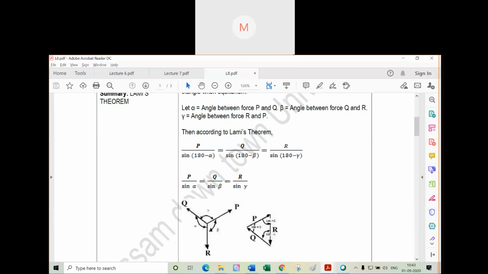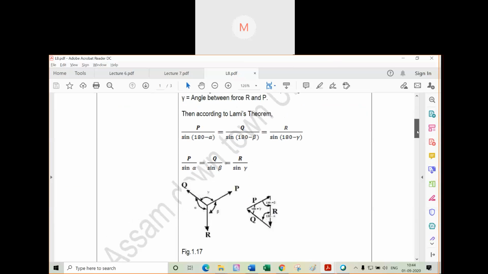Clear everyone? Yes, sir. So remember this one. This one is very important. And the diagrams. Is it clear? Yes, sir.